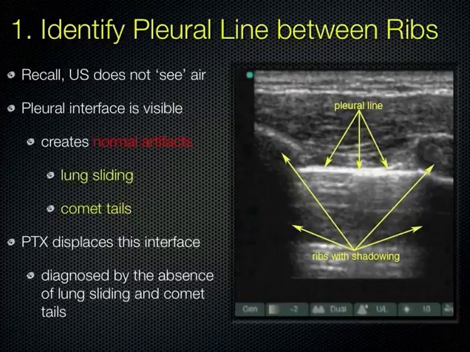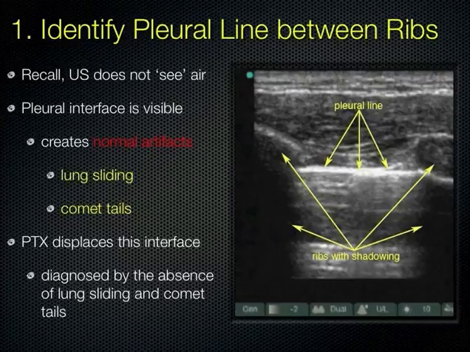You may see A lines. If you do, does that mean you don't have a pneumothorax? No, because A means air. Doesn't necessarily mean the air is inside the lung, could be outside. You may see B lines if the patient has pulmonary edema. If you see B lines, do you think that the patient has a pneumothorax?